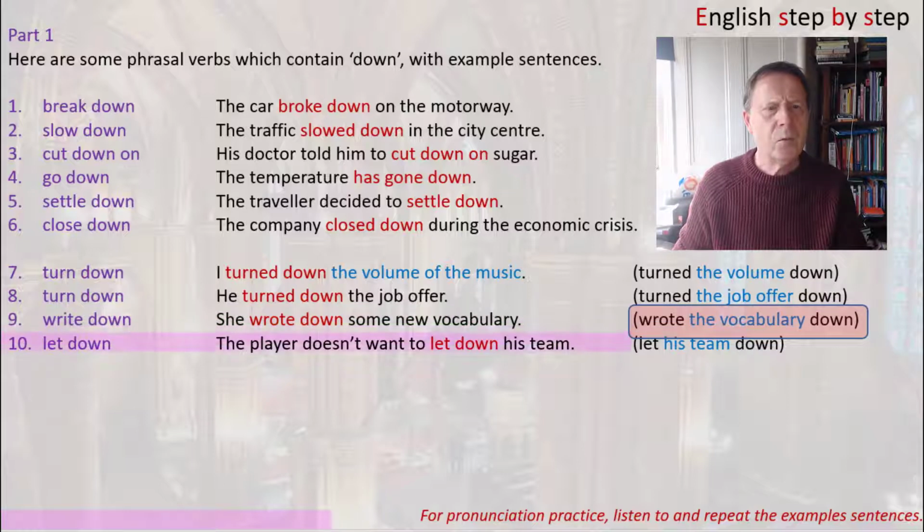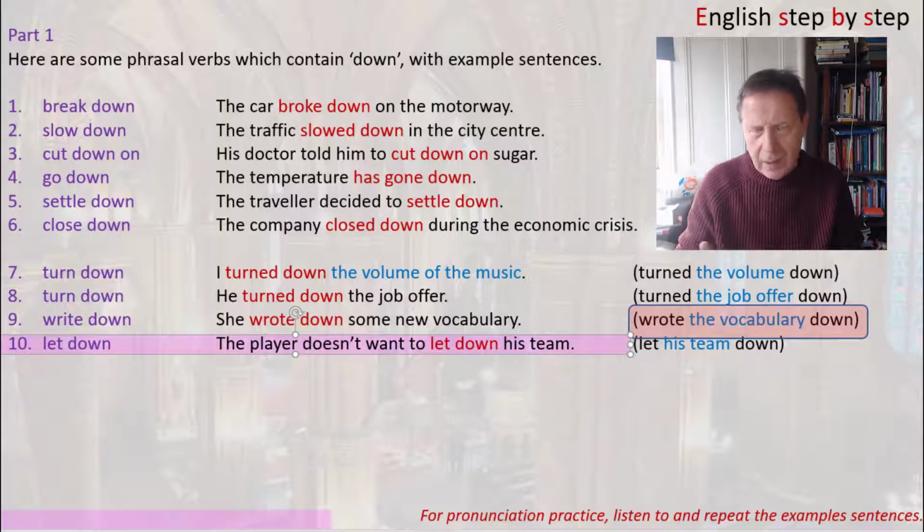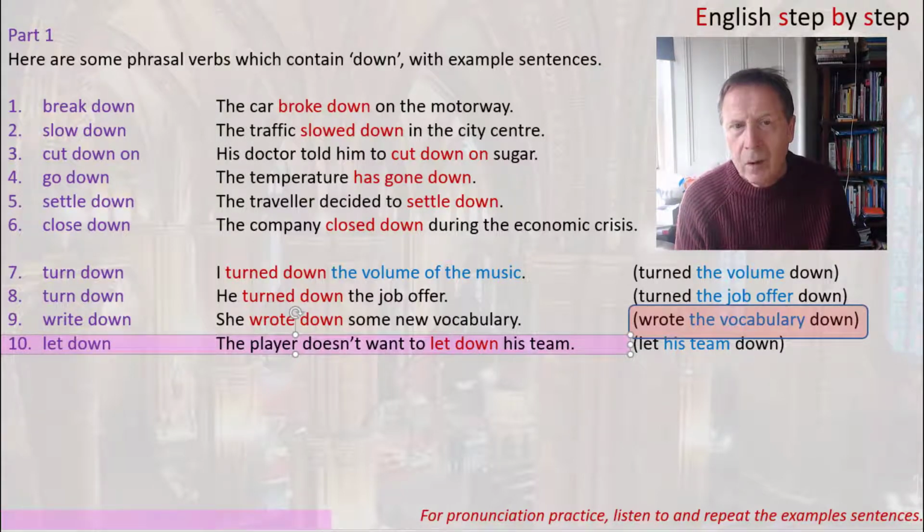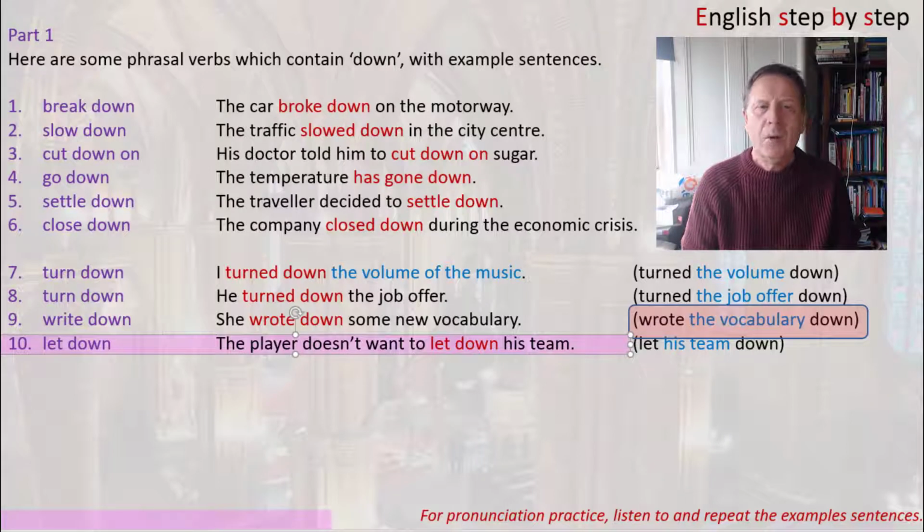The next one is an example of a phrasal verb which is difficult to understand unless you have a context, and you can't understand it from the individual parts of the phrasal verb. So, let down, what does it mean? Well, let's look at the context. The player doesn't want to let down his team.